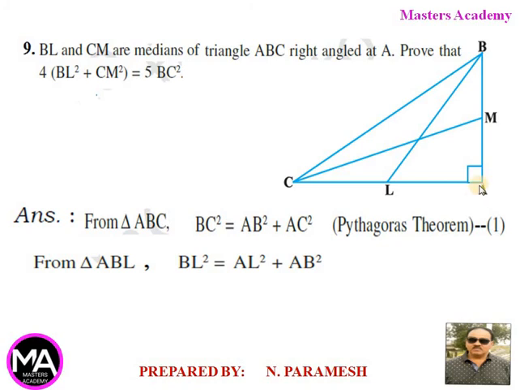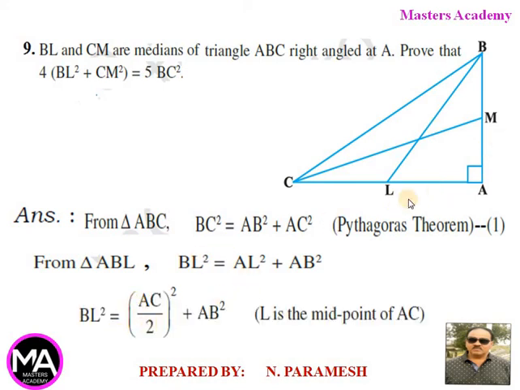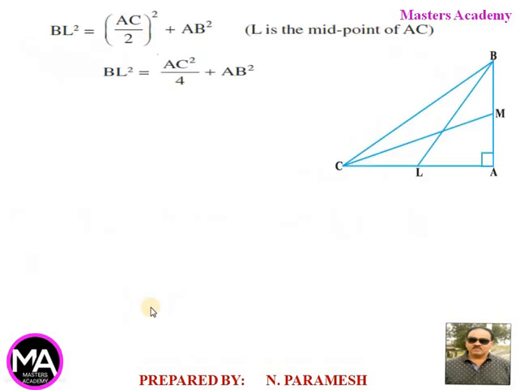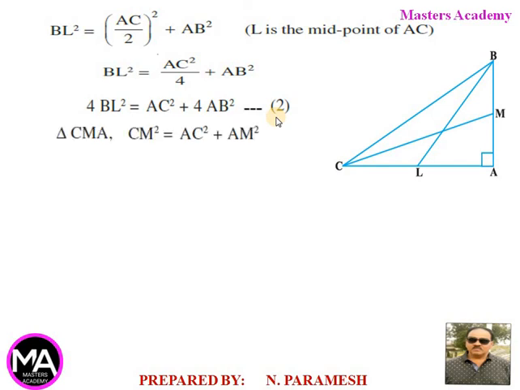In triangle ABL, applying Pythagoras theorem, BL square is equal to AL square plus AB square. BL square is equal to AL is half of AC, AC by 2 the whole square plus AB square. L is the midpoint of AC. BL square is equal to AC square by 4 plus AB square. Throughout multiplied by 4. 4 BL square is equal to AC square plus 4 AB square. Call this as equation 2.